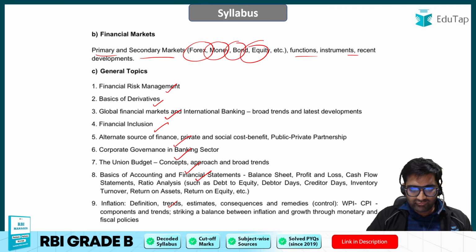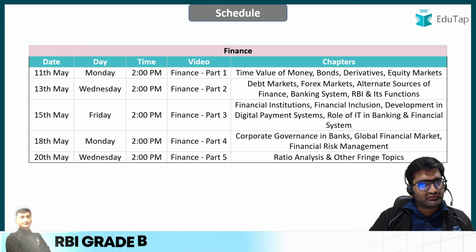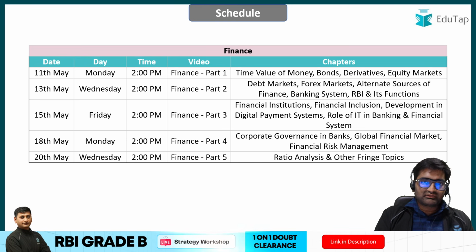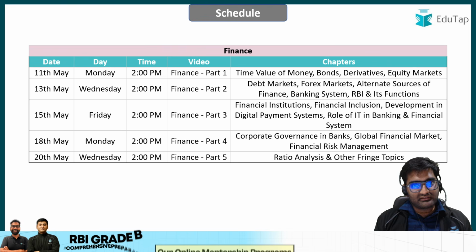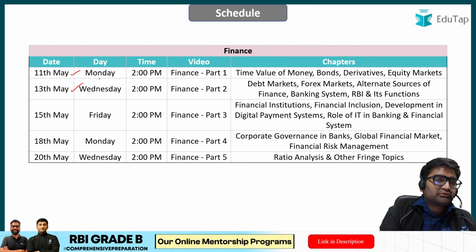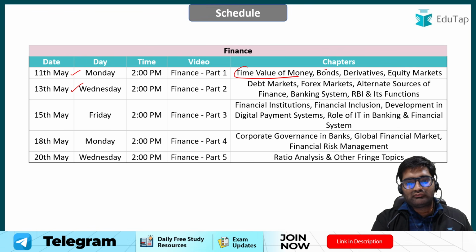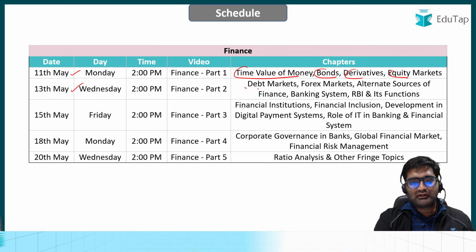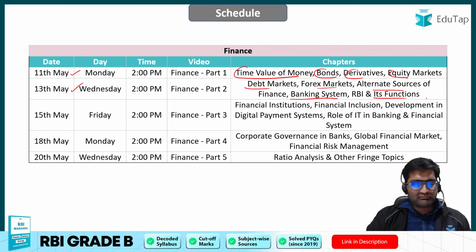I'm showing you this from your notification, and we are covering most of the topics in the syllabus which are very, very important. All of those topics are being covered as part of this series of 5 videos. Part 1 and part 2 are something that you have already seen. There we discussed time value of money, bonds, derivatives, equity market, debt, forex market, alternative sources of finance, banking system, RBI and its functions properly.